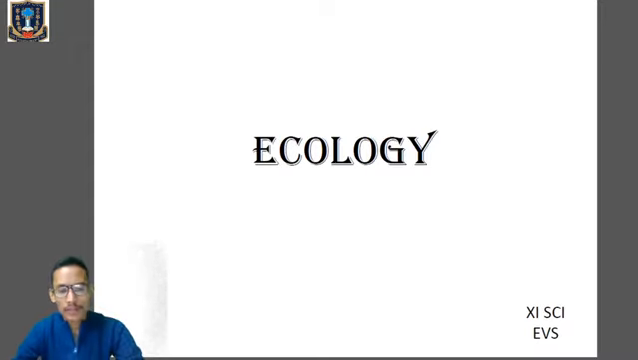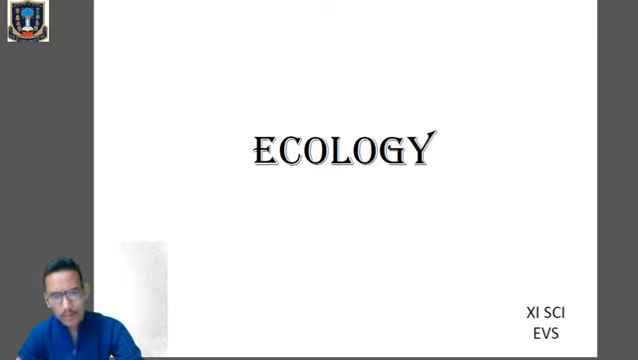We are dealing with the chapter ecology. In the last class, we learned about flow of energy. Then we learned about the energy pyramid. Then we started the nutrient cycles, under which we learned about the nitrogen cycle.